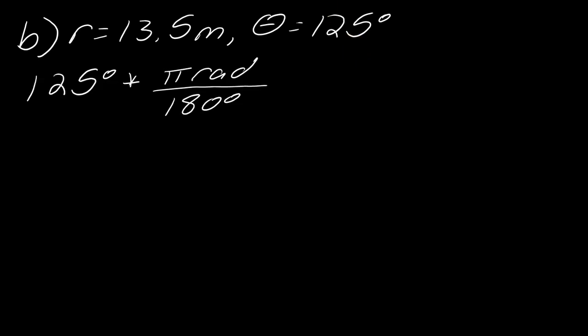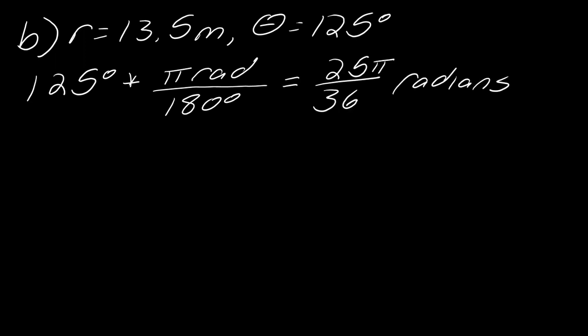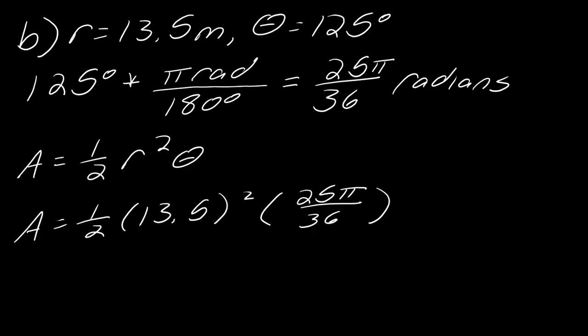So I've got 125 times pi radians over 180 degrees. Just remember, I like to keep these as simplified fractions and keep them in their fractional form so that I get a more exact answer. And then I can use my formula, 1/2 r squared theta, plug everything in. So 1/2, 13.5 squared, and then 25 pi over 36. And so now I will get 199 meters squared.